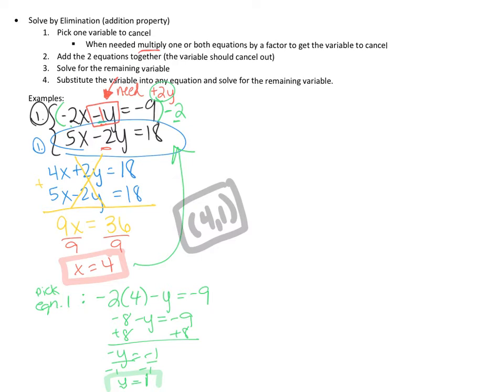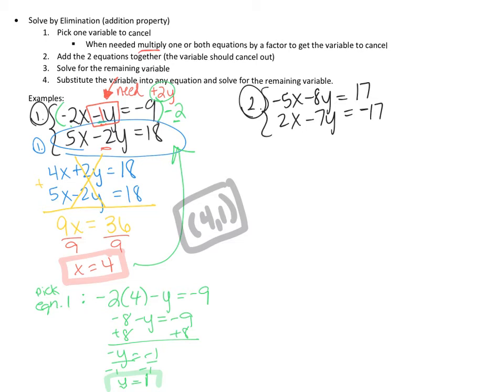Okay, so we're going to go through that same process again just to make sure that we're understanding what's happening. All right, so let's say that we have the equations negative 5x minus 8y equals 17, and 2x minus 7y equals negative 17. Okay, so here's my system this time.